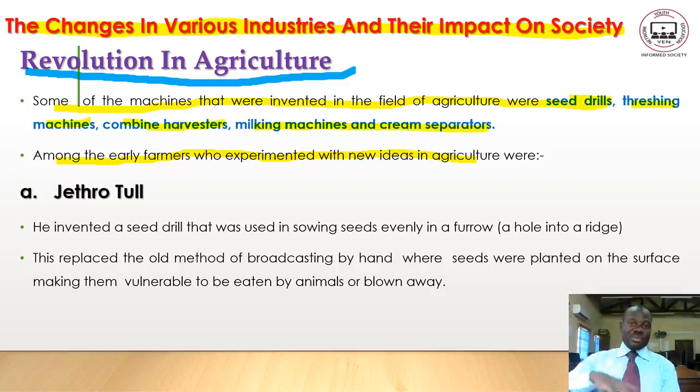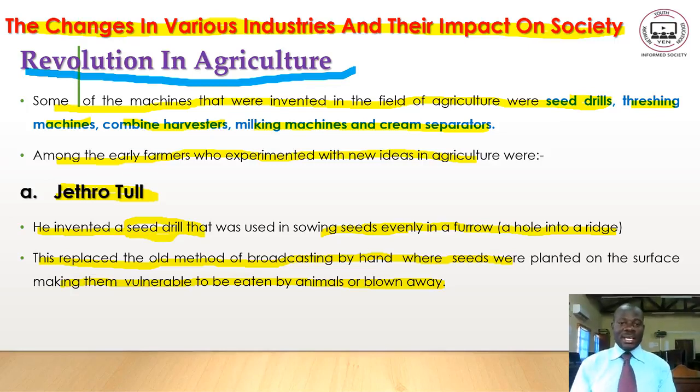Some of those who experimented to bring out machines that changed agriculture were such as Jethro Tull. He invented a seed drill that was used in sowing the seeds evenly in the furrow, that is, in a hole in a ridge, planting the seeds at the same spacing. This replaced the old method of broadcasting by hand, where seeds were planted on the surface, making them vulnerable to being eaten by animals or blown away by wind or water. So take note: Jethro Tull, the seed drill.